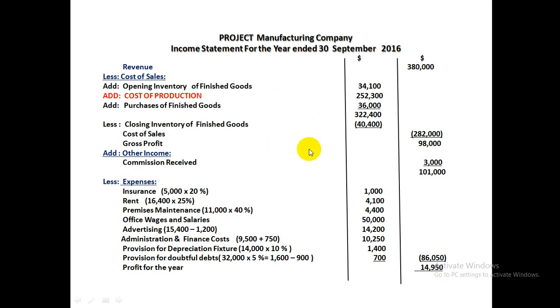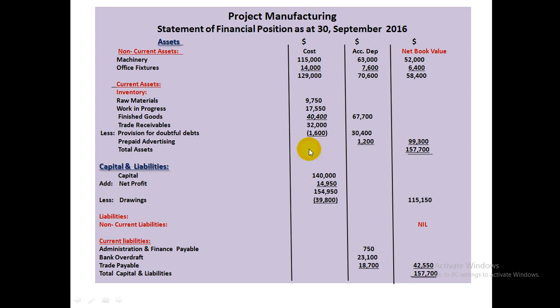Let's proceed to the last requirement, that is balance sheet. Balance sheet format is here. Assets should equal the total of capital and liabilities. Let's first work on the assets portion. Assets have two main parts, non-current asset and current asset. Let's first work on non-current asset.